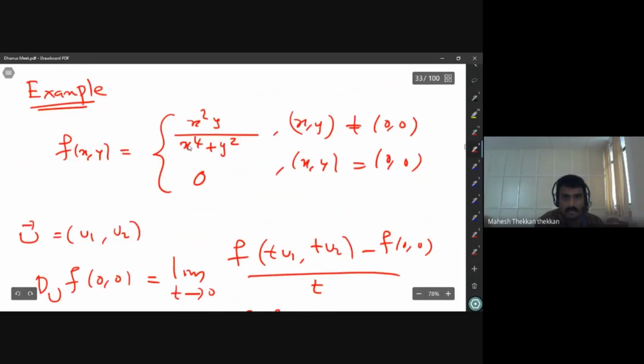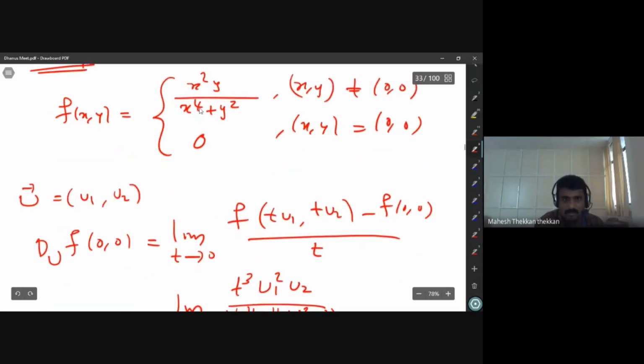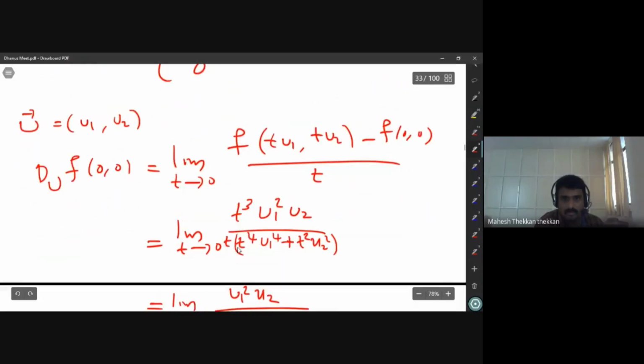Okay. Now in the denominator, what will come? t raised to 4 u1 raised to 4 plus t square u2 square. That is in the denominator, and the whole is divided by t. So there is one t here, that also we have to write. That t is coming here. So this is the total term in the numerator, divided by t, which will come in the denominator.